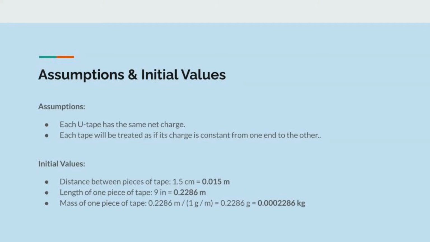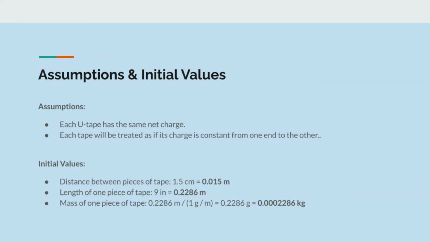In this lab, several assumptions were made. The first one was that each piece of tape would have the same net charge, and the second one was that each tape will be treated as if the charge is constant from one end to the other. This is different than in the previous lab, where the whole charge was treated as one point charge.